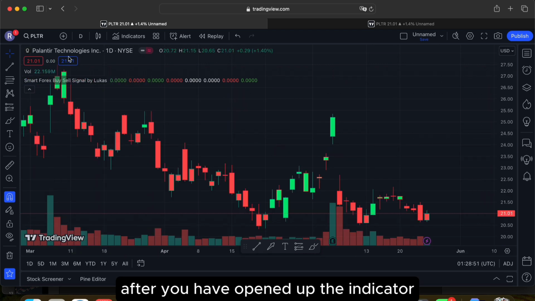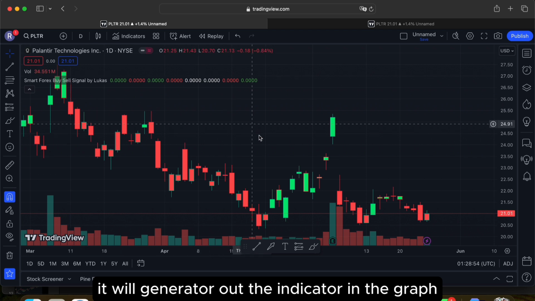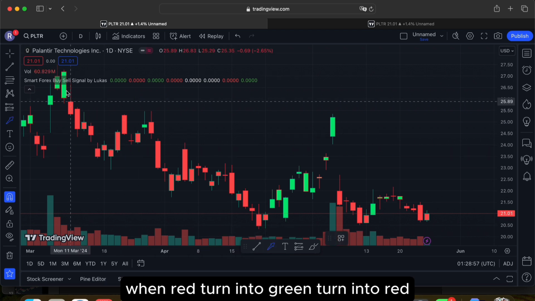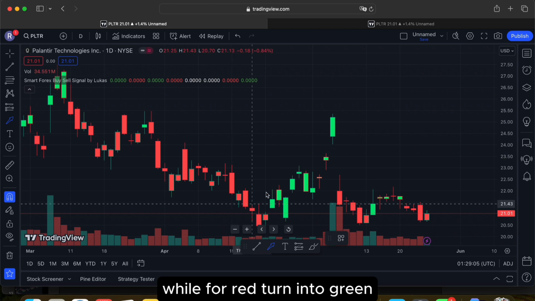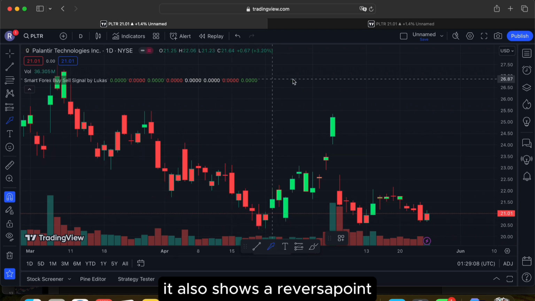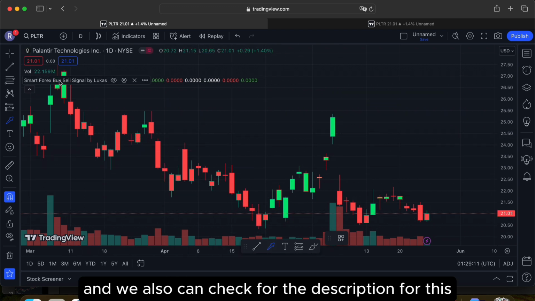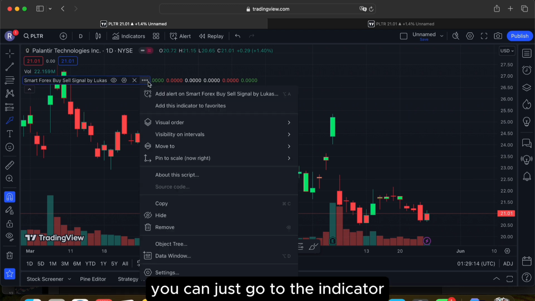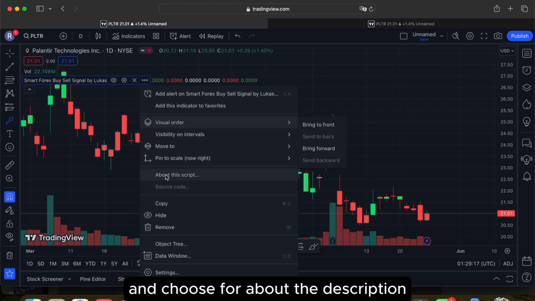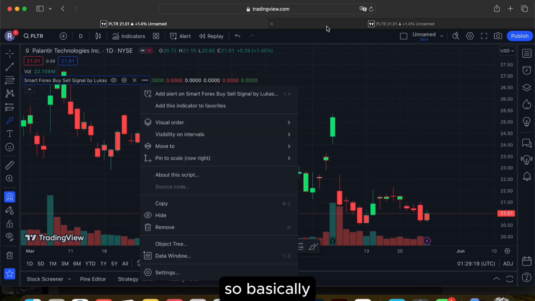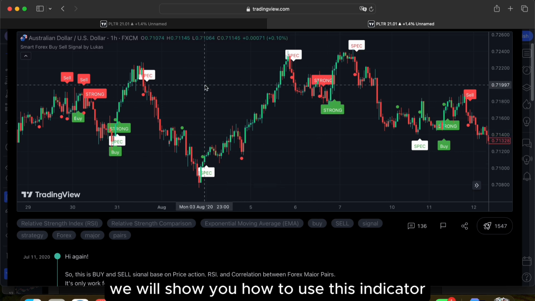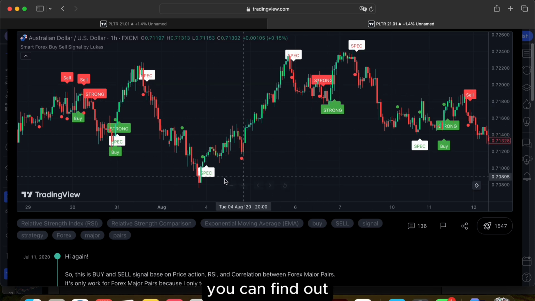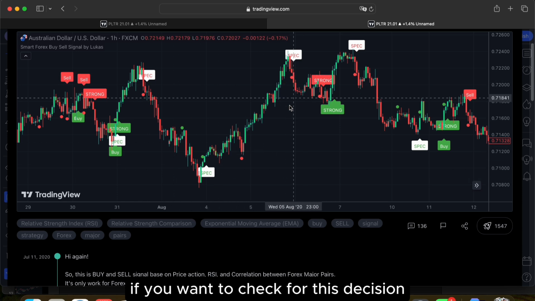After you have opened the indicator, it will generate the indicator on the graph. When red turns into green, it shows a reversal point, and when green turns into red, it also shows a reversal point. We can also check the description. You can just go to the indicator, press the 3 dots and choose About. It will show you how to use this indicator and its definition.